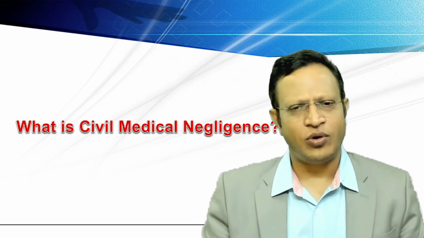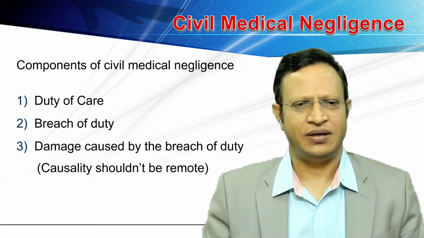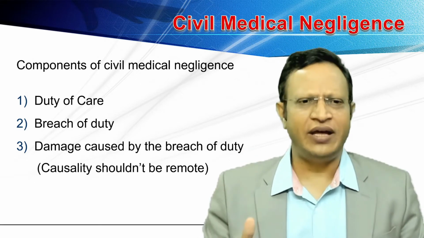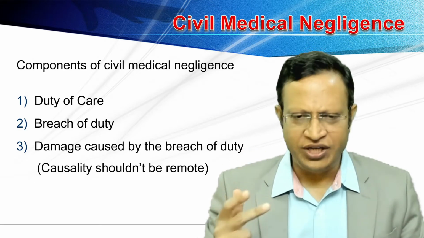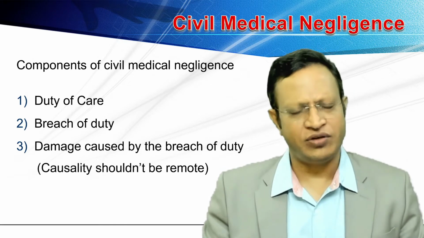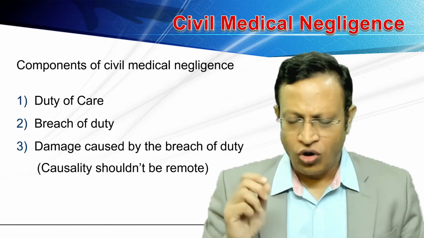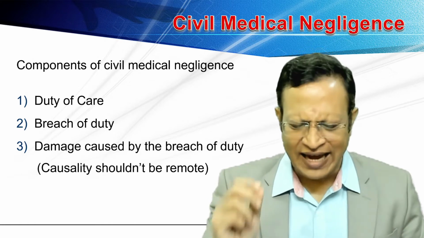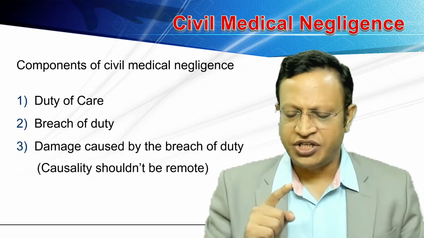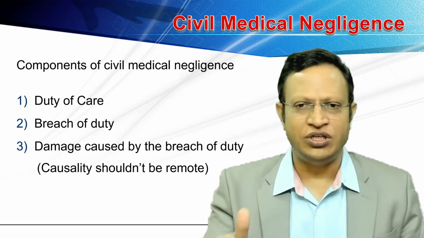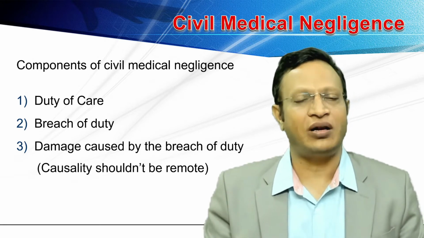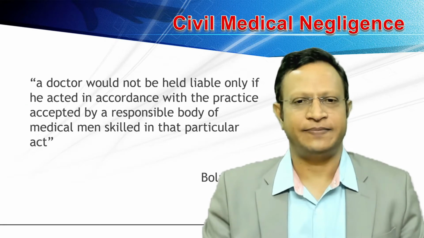Now, let's understand what civil medical negligence is. In civil medical negligence, there are important components: duty of care, breach of duty, and damage which results because of the breach of duty of care. And the causality of the breach which results directly in damage. That means the relationship between the breach of duty which leads to injury and the damage should be directly related, and it should be proximate, not remote. That's the third point.